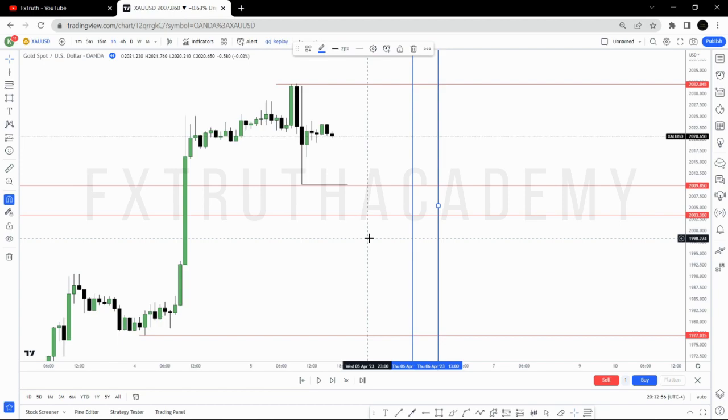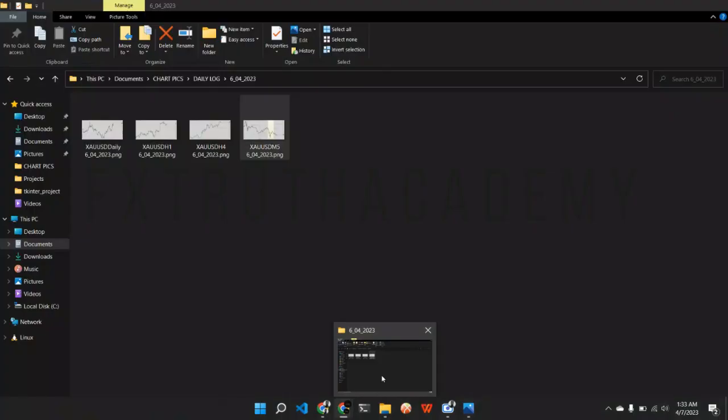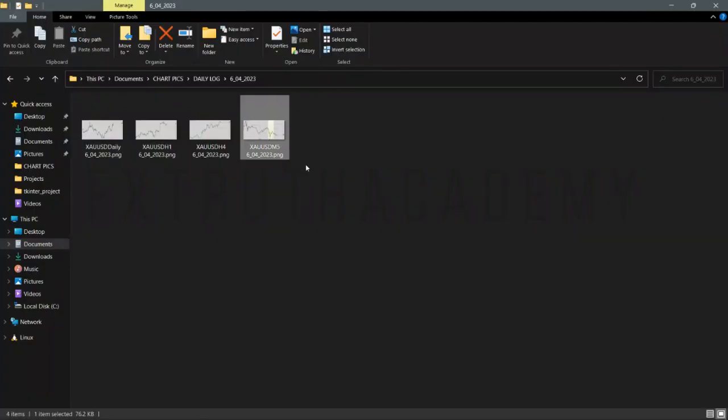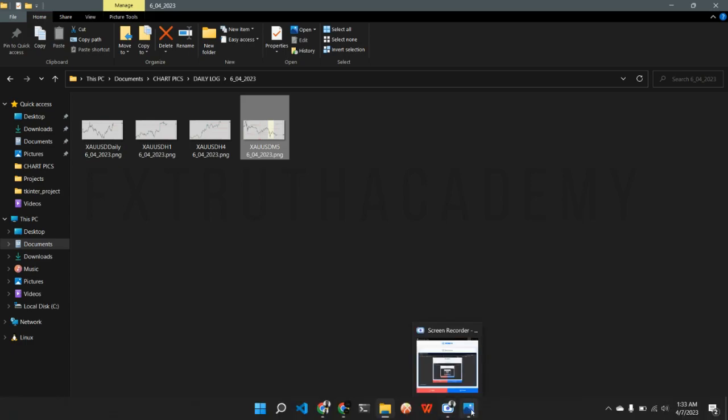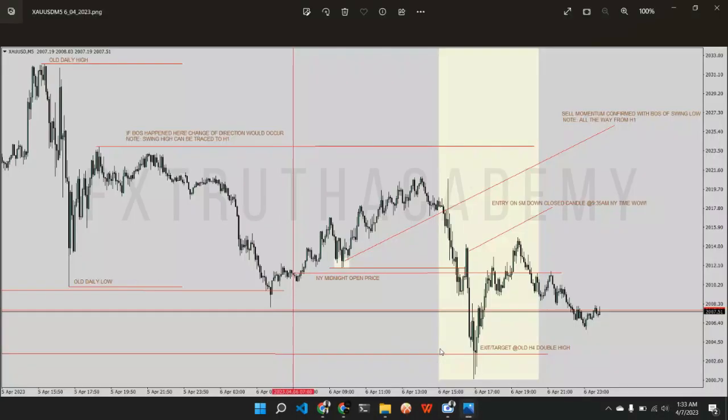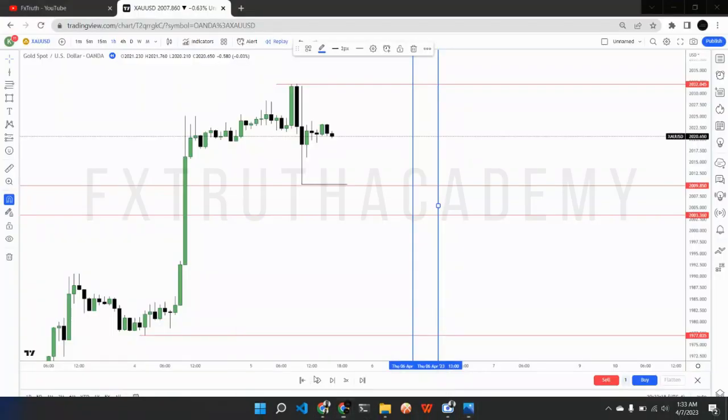So that's the New York Killzone for me trading gold, which is the same thing you can see right here on the MT4 platform. You can see from here all the way to this zone. So this is the kill zone for me. So back to the TradingView platform.